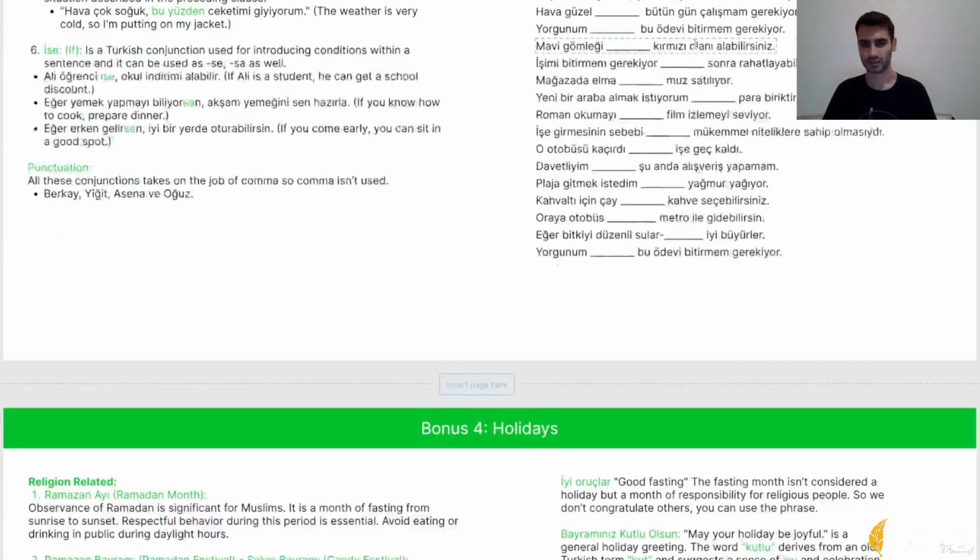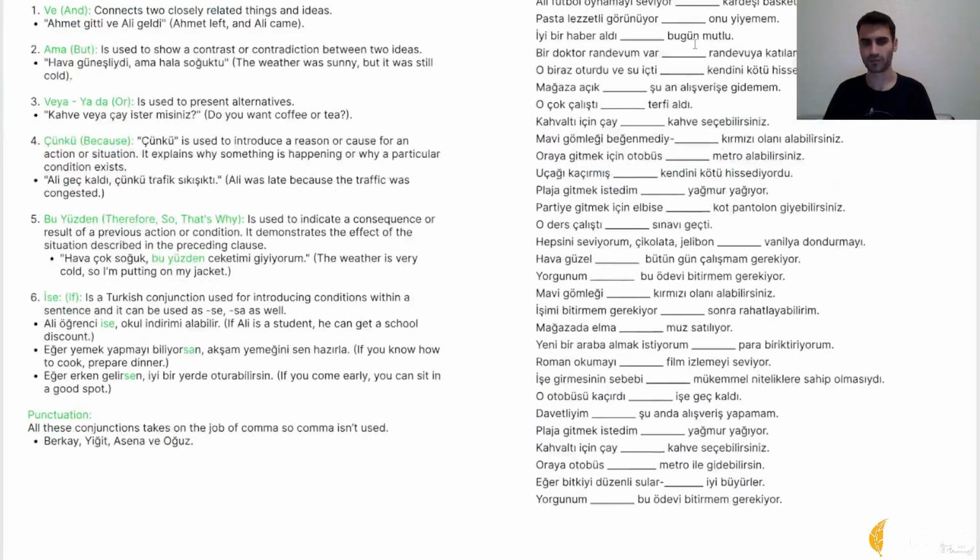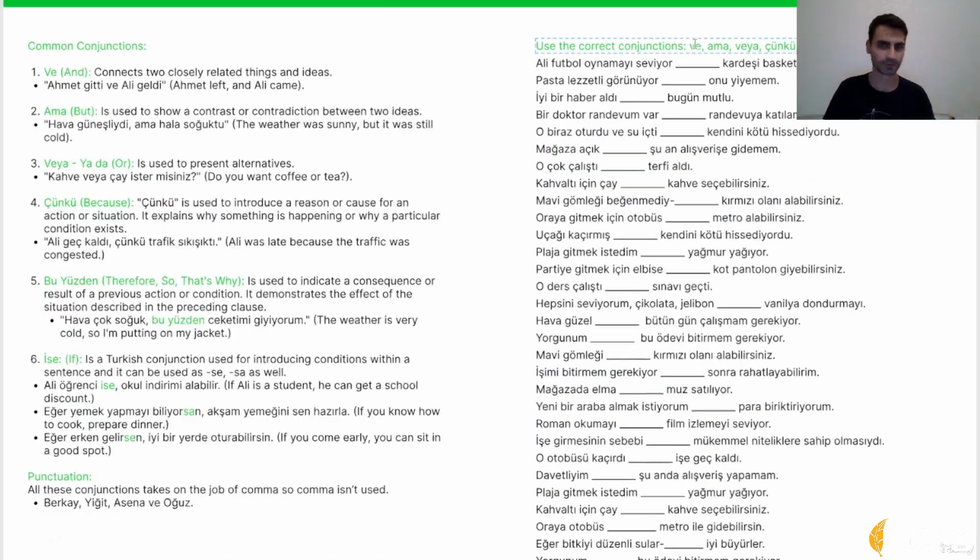Okay, these are the questions. Just look at the left and answer on the right. No need to change pages. Same page. Do that. Good luck.